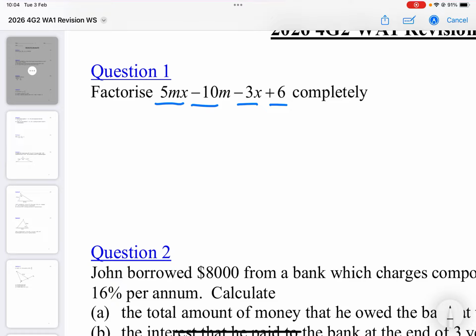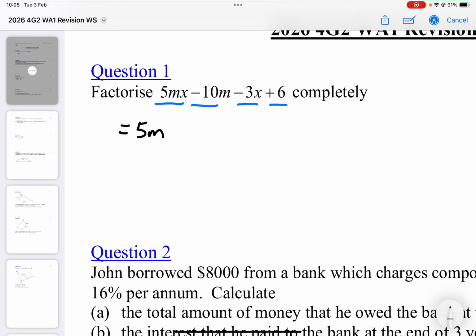If we don't have one, then we have to start to think about factorizing 2 at a time. 2 at a time means my 5mx and my minus 10m. I look for a common factor for these 2 terms only. For these 2 terms, 5 and 10 can both divide by 5, so I know 5 is something that I can factorize. M is in the first term 5mx. M is also in minus 10m, so m is also a common factor, so I can also factorize out m.